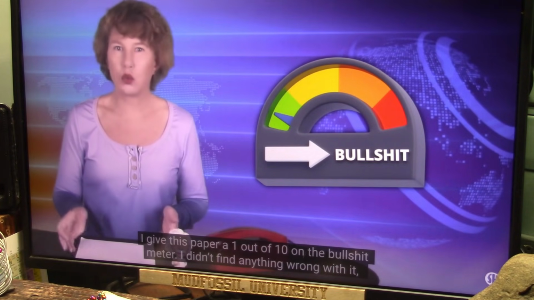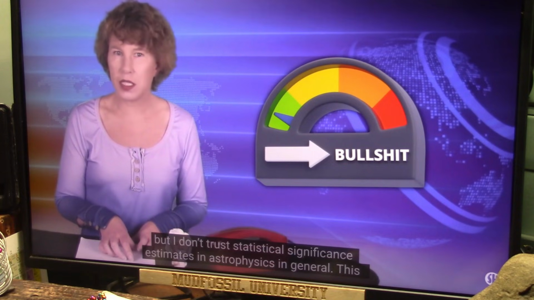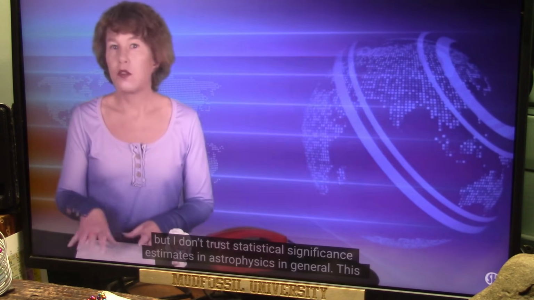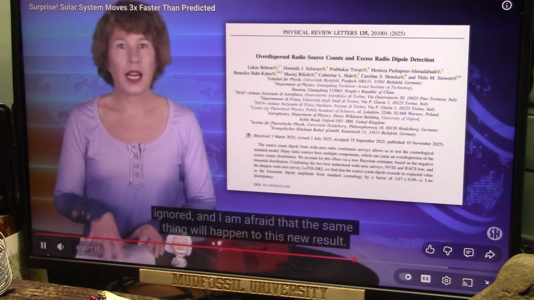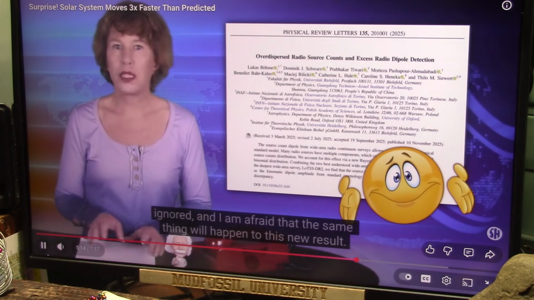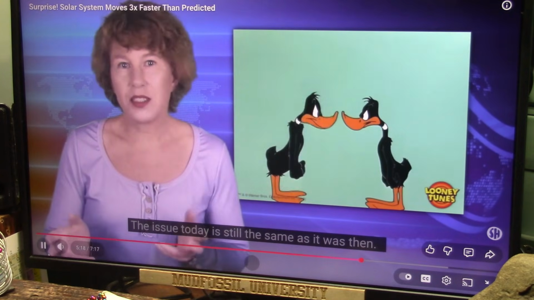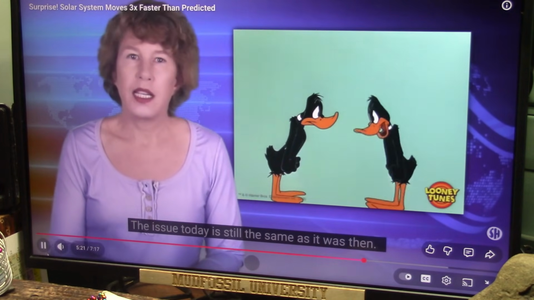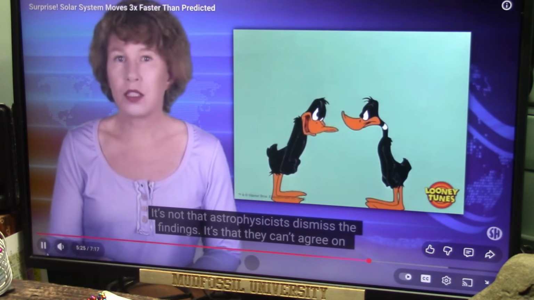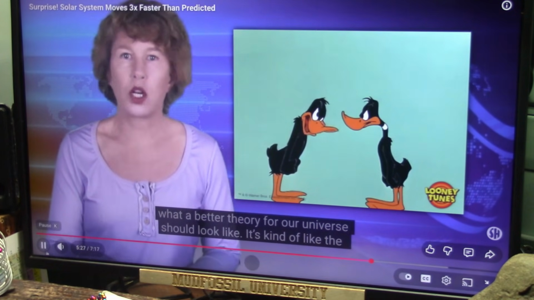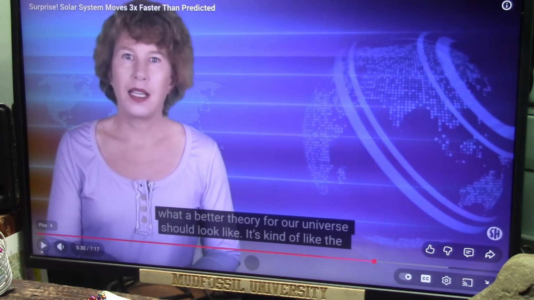I didn't find anything wrong with it, but I don't trust statistical significance estimates in astrophysics in general. This result from the Zakar group has been mostly ignored, and I'm afraid that the same thing will happen to this new result. The issue today is still the same as it was then. It's not that astrophysicists dismiss the findings, it's that they can't agree on what a better theory for our universe should look like. And they won't engage.